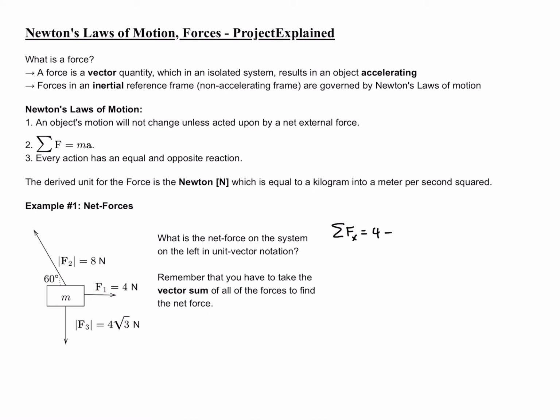That's just 4. And then minus, we have this force, which is 8 newtons, but at 60 degrees to the horizontal. So its horizontal component will be 8 times the cosine of 60. Hopefully you remember that from trigonometry. So 4 minus 8 cosine of 60 degrees is equal to 4. The cosine of 60 is 1/2, so 8 times 1/2 is 4. So 4 minus 4 is 0 newtons.